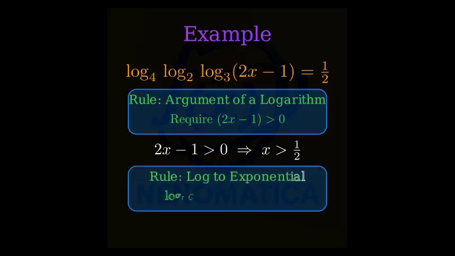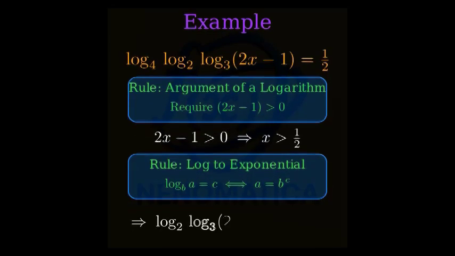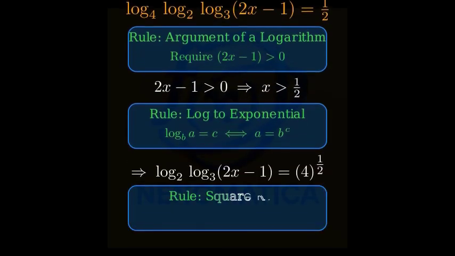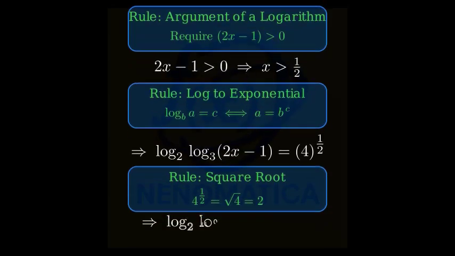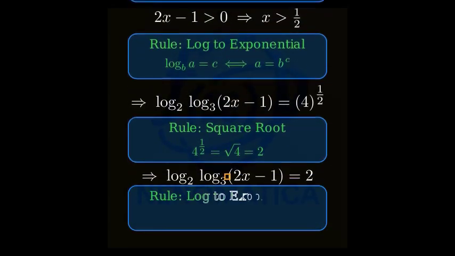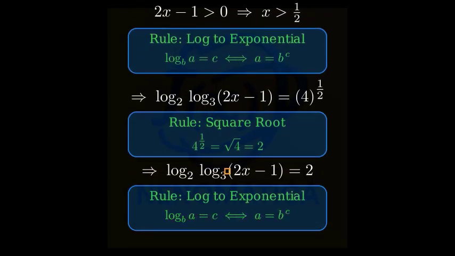Step 1. Convert the outer logarithm to exponential form. Now, apply it to our equation. Step 2. Simplify the right-hand side, 4 to the 1/2 is 2. Step 3. Convert the next logarithm to exponential form with base 2. Step 4. Evaluate 2 squared equals 4.